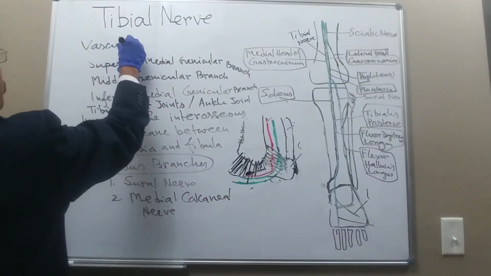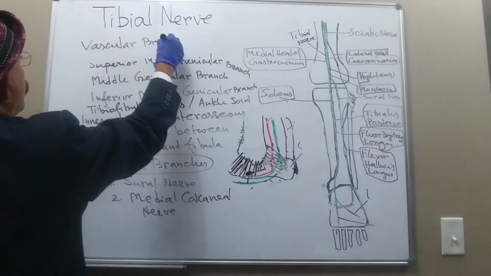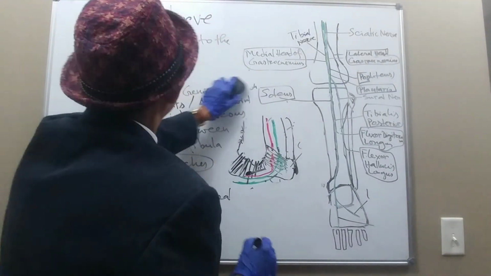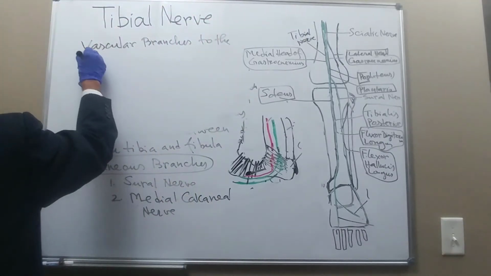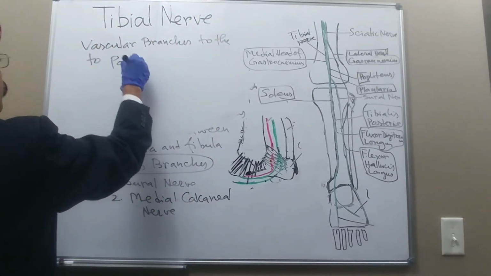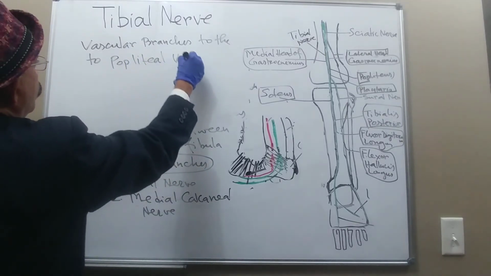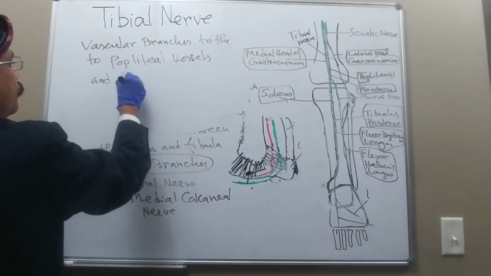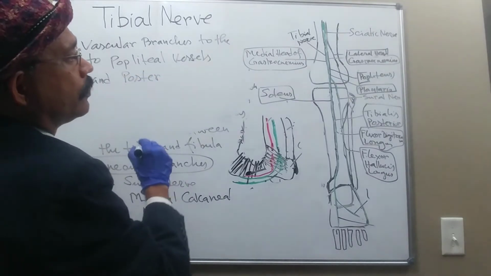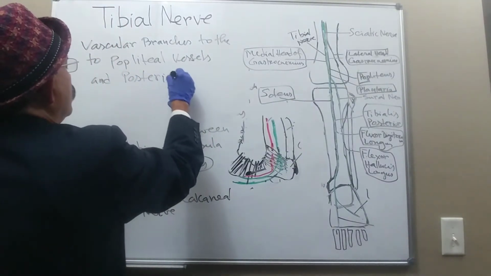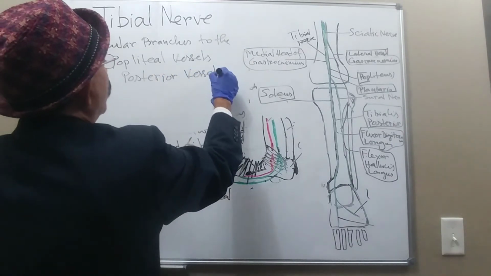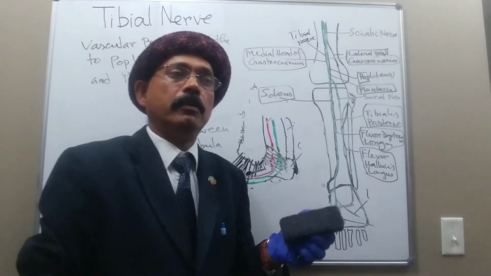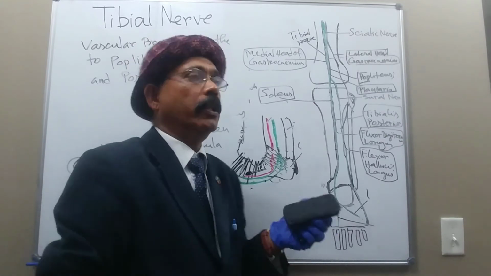Vascular branches to the popliteal vessels and the posterior tibial vessels. So we got the posterior tibial vessel, they will receive some sympathetic fiber via the tibial nerve, okay. We got the branches of the tibial nerve.